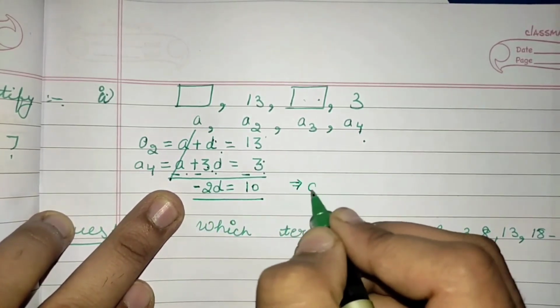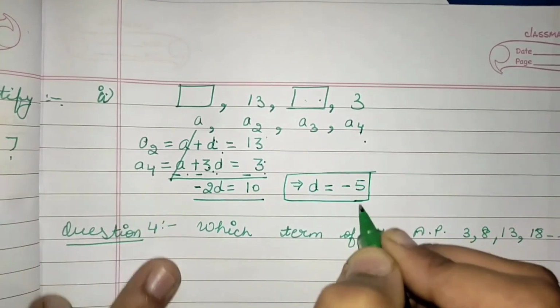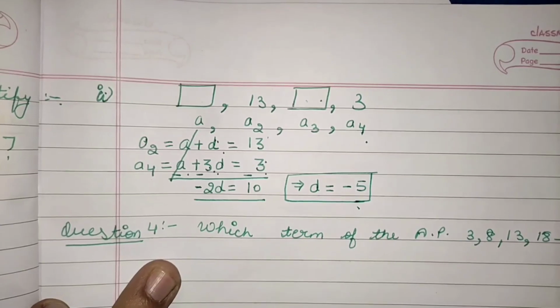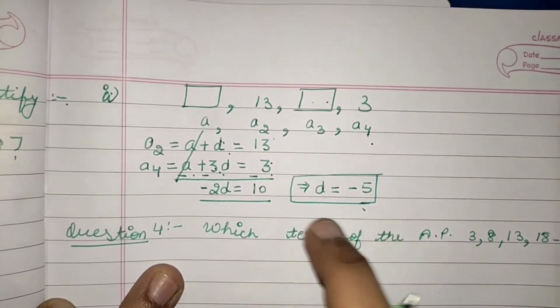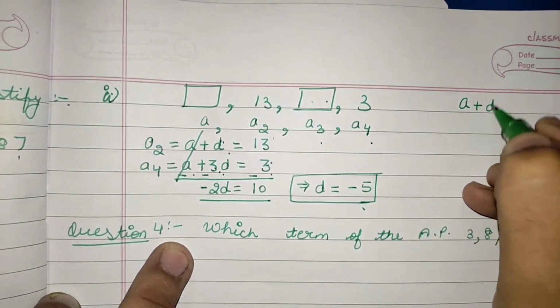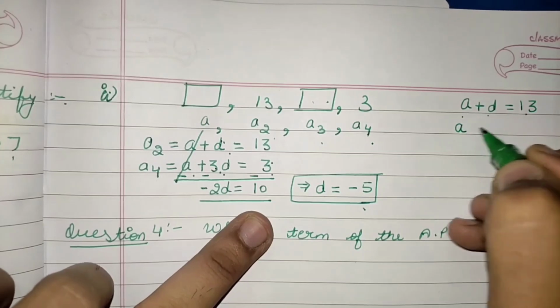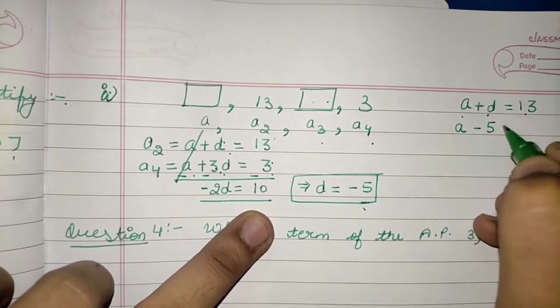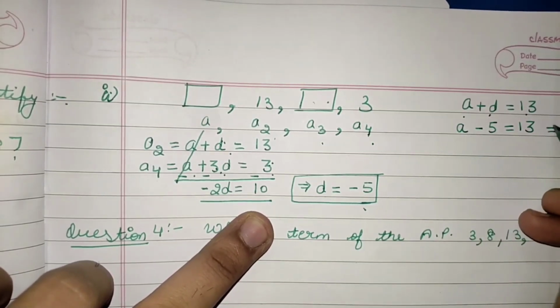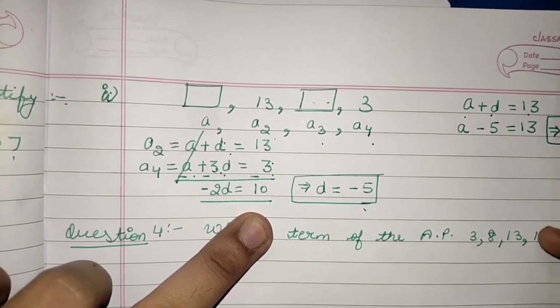So if I solve this, I will get d is equal to minus 5. Okay, so if d is equal to minus 5, put the value in any of the equations. Suppose I am putting it in this equation, a plus d is equal to 13. A I have to find out, d is minus 5. So my a will become equal to 13 plus 5 is equal to 18.